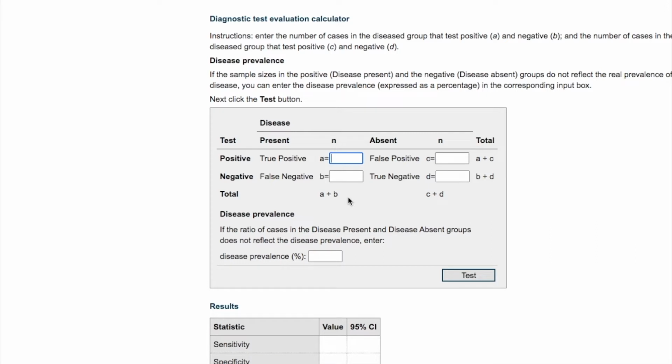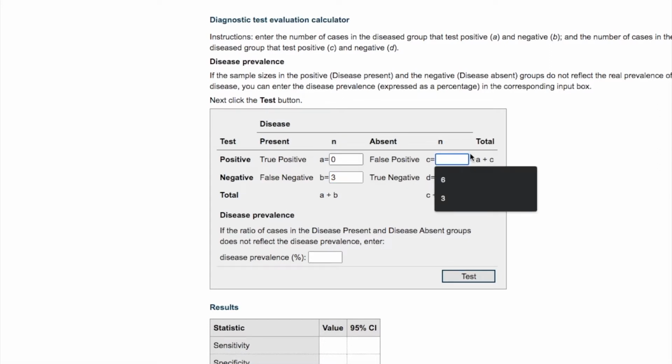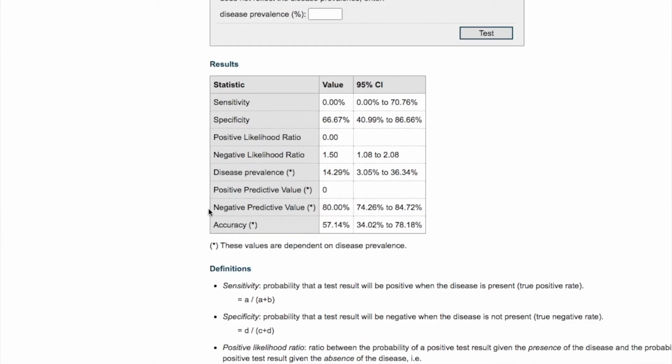So this is similar to our 2x2 matrix. True positives were 0, false negatives were 3, false positives were 6, and true negatives were 12. We hit test, and we get our test results here. So we are looking for the positive predictive value and the negative predictive value. Positive predictive value tells us how likely it is that a test will pick out something when it's supposed to, in this case, keywords. And in my data set, there's 0% chance that the KTR test will pick out a good keyword.